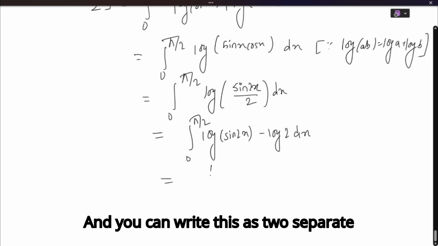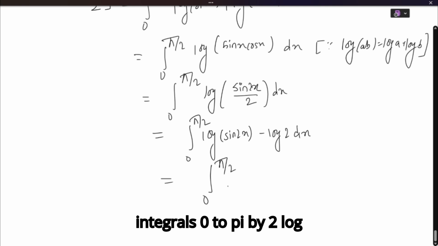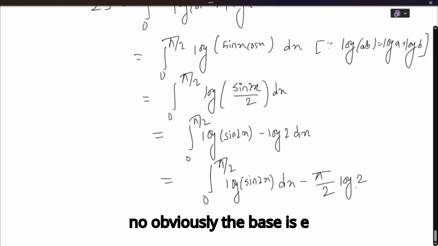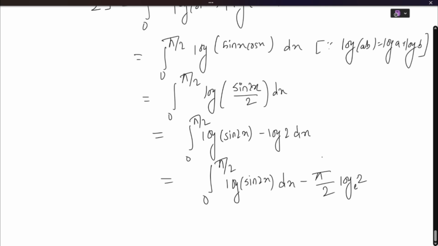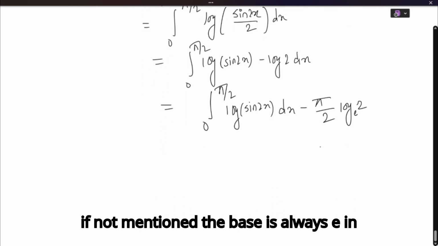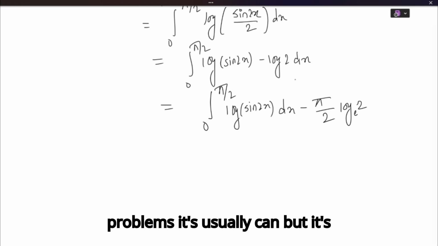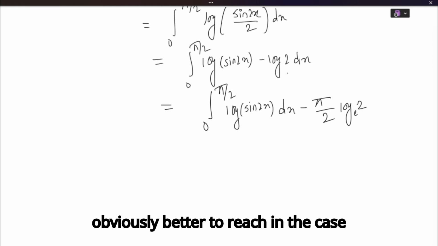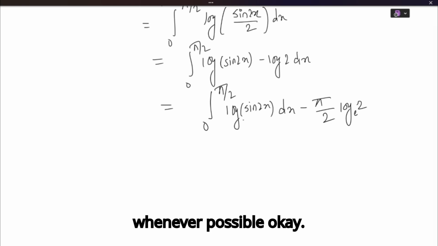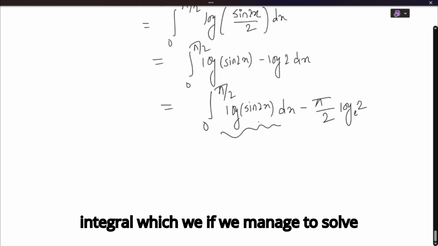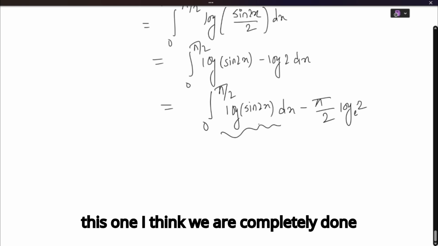And you can write this as two separate integrals, 0 to pi by 2 log of sine 2x dx minus pi by 2 log 2. Obviously, the base is e. If not mentioned, the base is always e in general in calculus problems. In algebra problems, it's usually 10, but it's obviously better to mention the base whenever possible. Okay. So now we are left with this final piece of integral, which if we manage to solve this one, I think we're completely done.